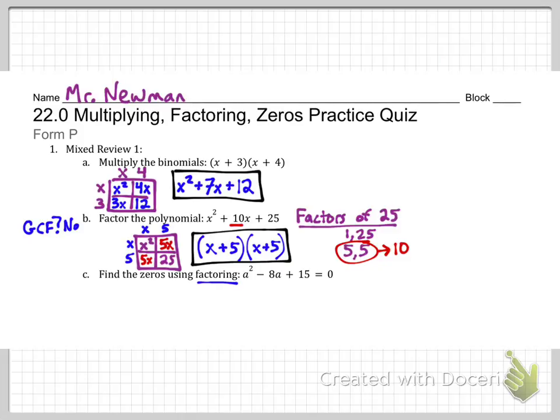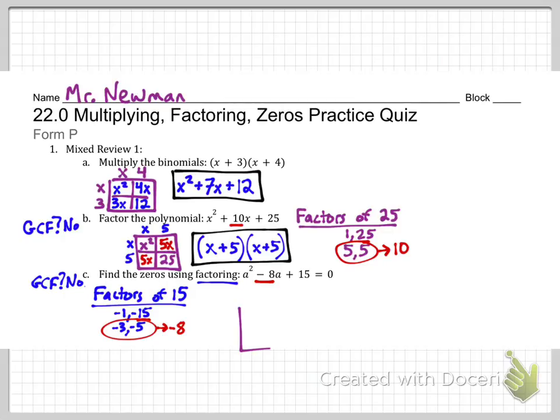For the third part, part C, finding the zeros. First we need to ask, is there a GCF? The answer is no. We're going to find the zeros using factoring here. So we ask factors of 15. I know that they need to add to negative 8, so I'm going to use a negative and a negative. So negative 1 and negative 15, and negative 3 and negative 5. Well, negative 3 and negative 5 add to negative 8.